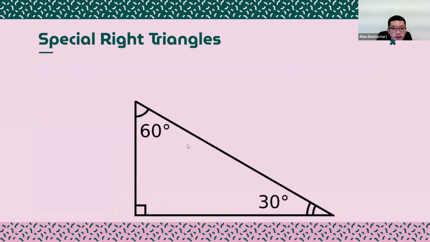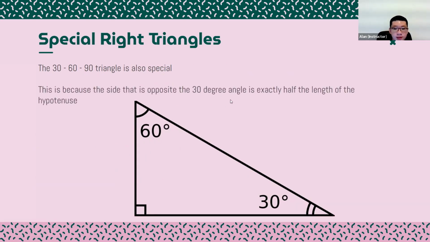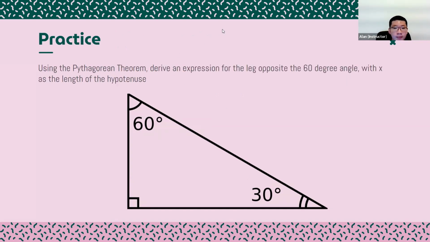Alright, so now here's the second special right triangle. It's called the 30, 60, 90 triangle because those are its internal angles, 30, 60, and 90 degrees. And it's special because the side that is opposite the 30-degree angle is exactly half the length of the hypotenuse. And so, I'm gonna give you guys 1 minute to do this question. Using the Pythagorean theorem, derive an expression for the leg that's opposite the 60-degree angle, given that the length of the hypotenuse is x.